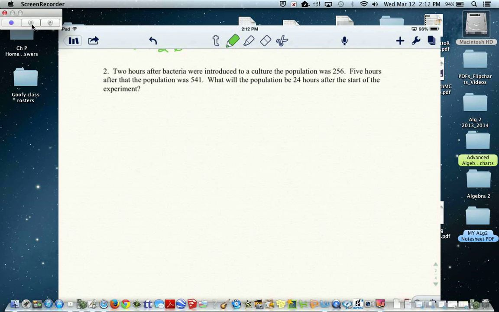On this problem, I like to draw a timeline. And so this is the 0 mark. They introduced the bacteria at the start. After 2 hours, they know that the population was 256. And then 5 hours after that, so that would put us at 7 hours, we're at 541. And then at the 24-hour mark is what we're trying to find.